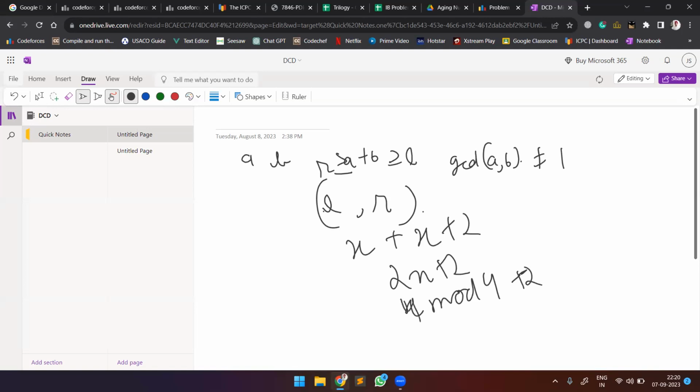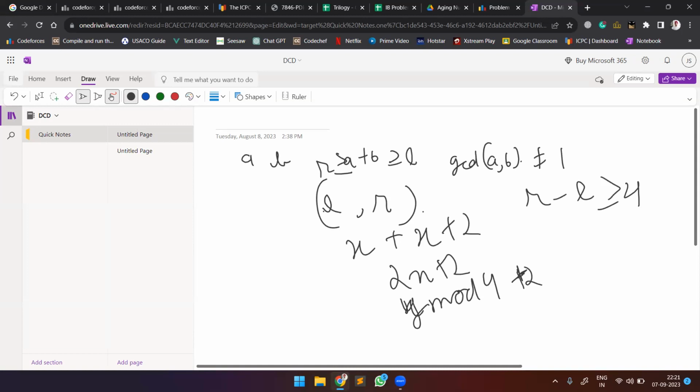Sorry, I can take it as y. Such a number always has a pair of numbers that sum up to that number and are non-coprime. So for this number to be in L to R, it is true that R minus L should be greater than or equal to 4. If this is true, then such a number is always there. So if R minus L is greater than or equal to 4, I can easily find a number.